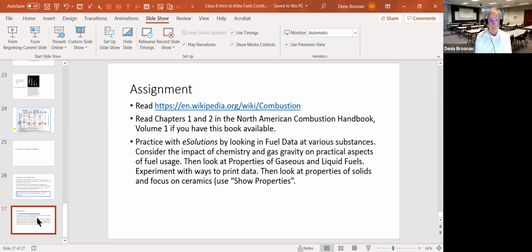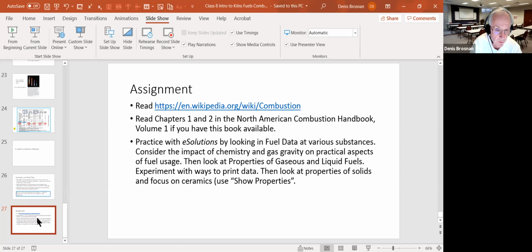I believe reading this Wikipedia on combustion is very understandable and useful to you. So I recommend it. The one on adiabatic flame temperature gets into some higher mathematics, but just Google combustion and look at Wikipedia. Chapters 1 and 2 in the North American Handbook are very useful. We covered pretty much chapter 1 today in an overview. Next time we'll focus on combustion of fuels that's given in chapter 2.